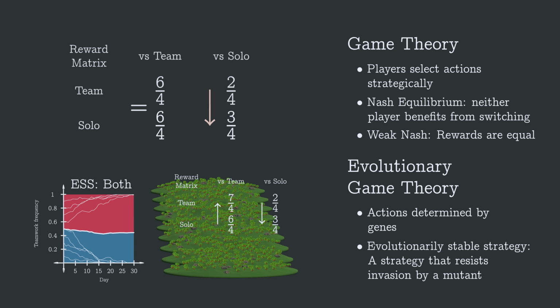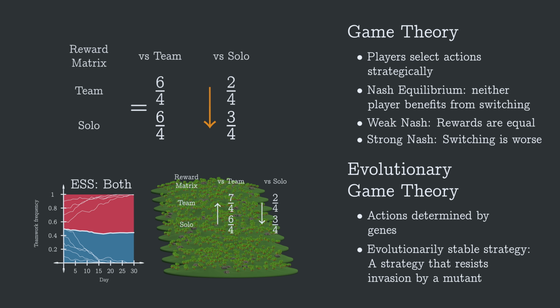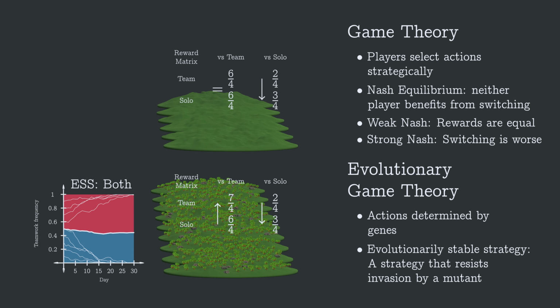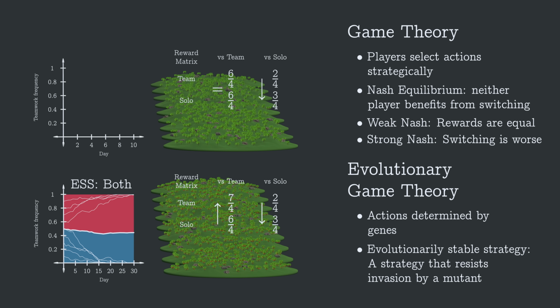And if you do worse by switching, it's called a strong Nash equilibrium. Frankly, I think these names are a little bit confusing, but you do get used to them over time. Alright, time for a couple more simulations. But first, try pausing to guess what the results will look like.